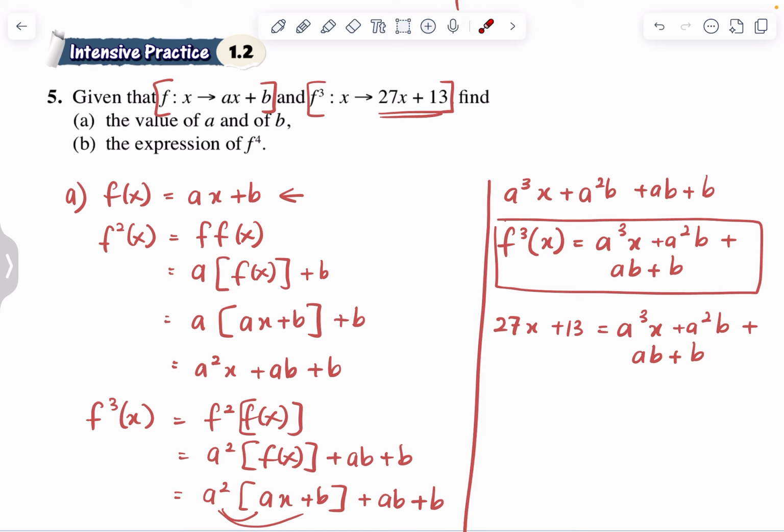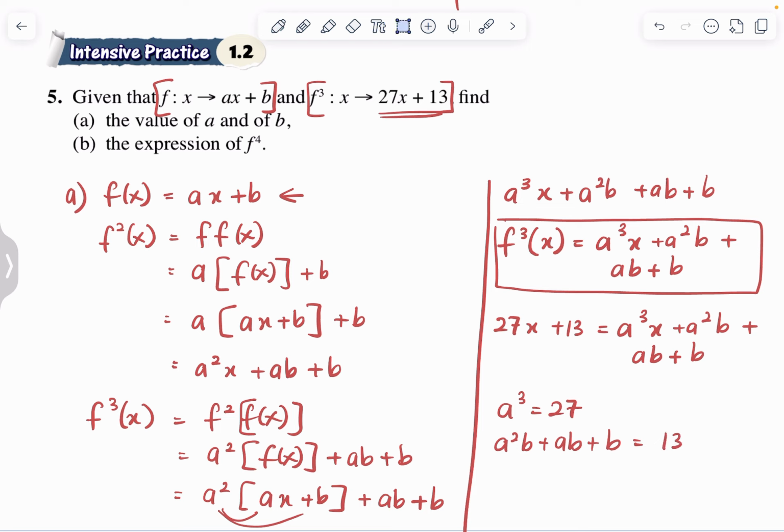You see, only this term has an x. So the coefficient of x, you can compare with the coefficient of x, because only this term got x. That means a cubed has to be 27. And then the 13 is just a number, right? All these are numbers. Okay, these are all constants. So a squared b plus ab plus b must give us 13. Okay, so from here we can solve.